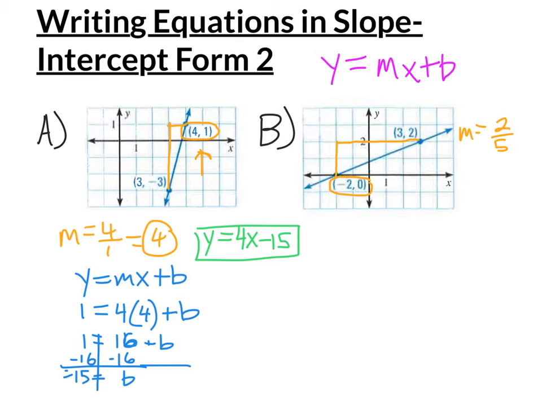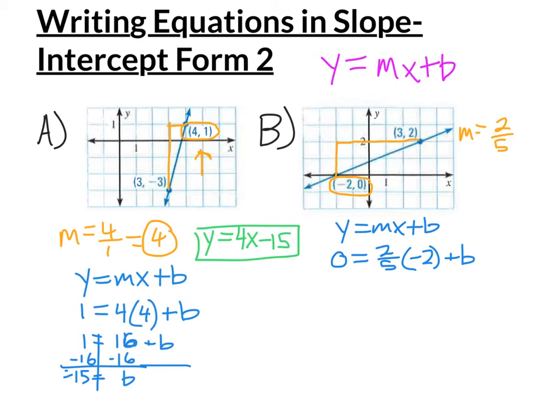I think that might save me some time. So we're still using slope-intercept form, y equals mx plus b. We plug in: my y value is 0, my m is 2 over 5, my x is negative 2, plus b.